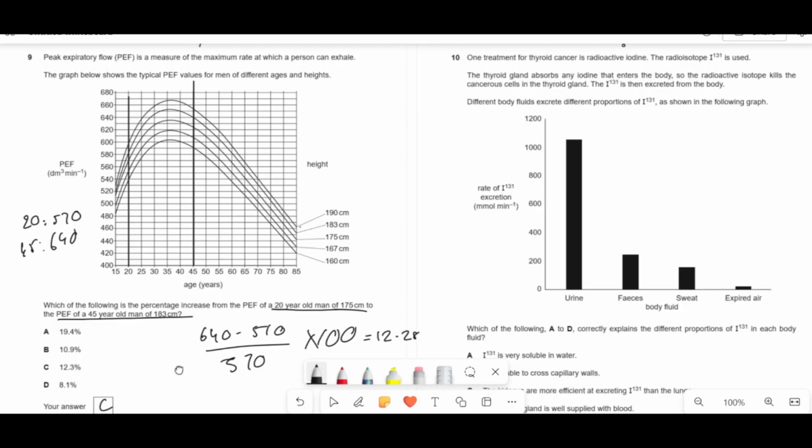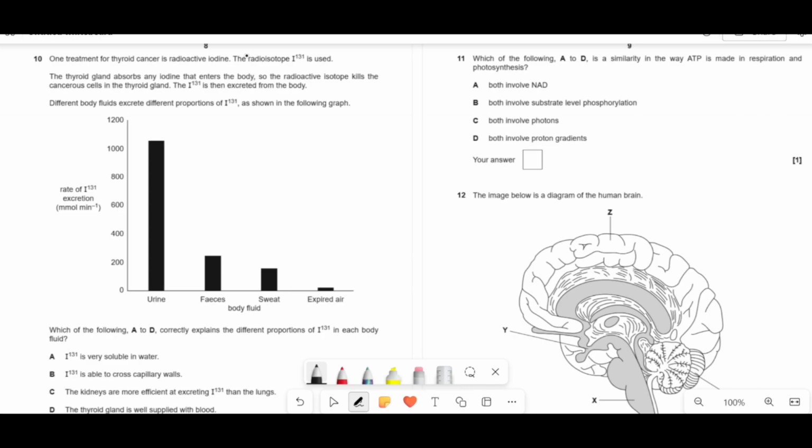There you go. One treatment for thyroid cancer is radioactive iodine, and this isotope is used. The thyroid gland absorbs any iodine that enters the body so that the radioactive iodine kills the cancerous cells in the thyroid gland, and then it's excreted from the body.